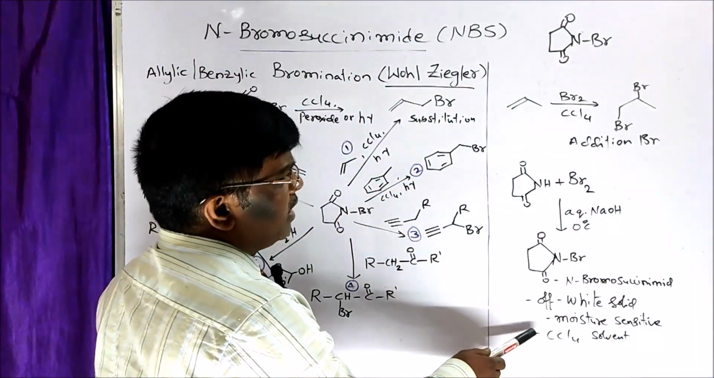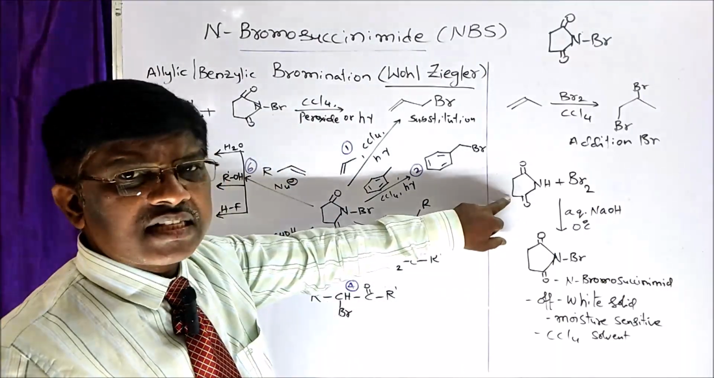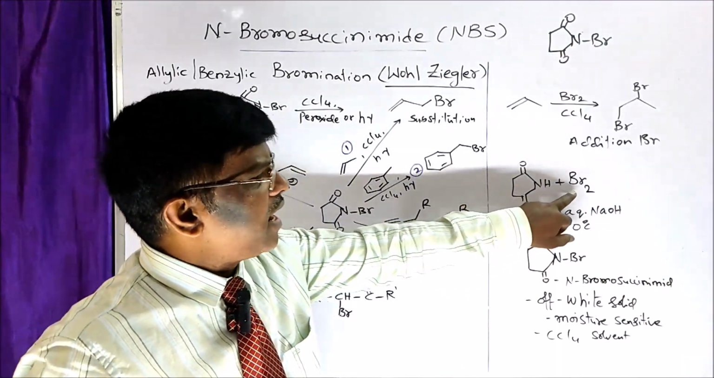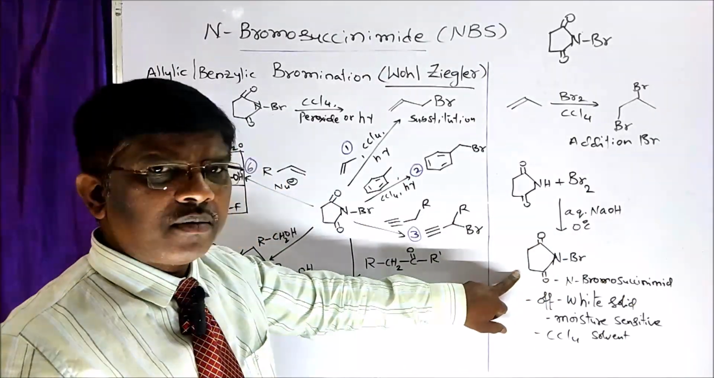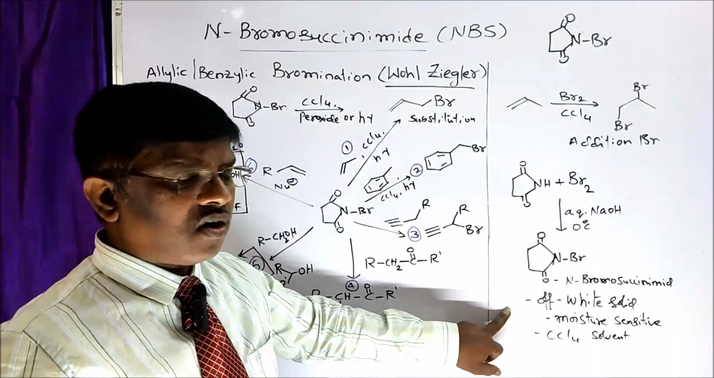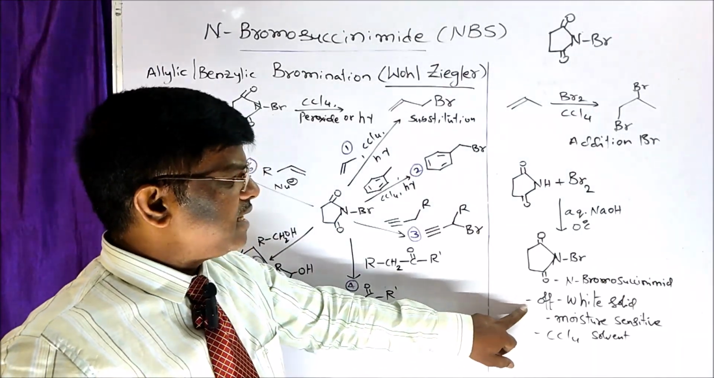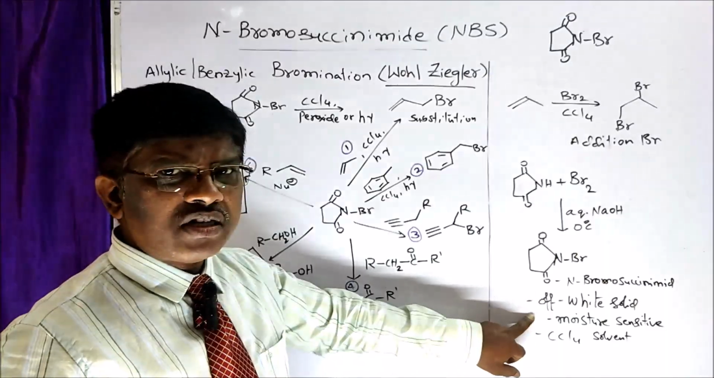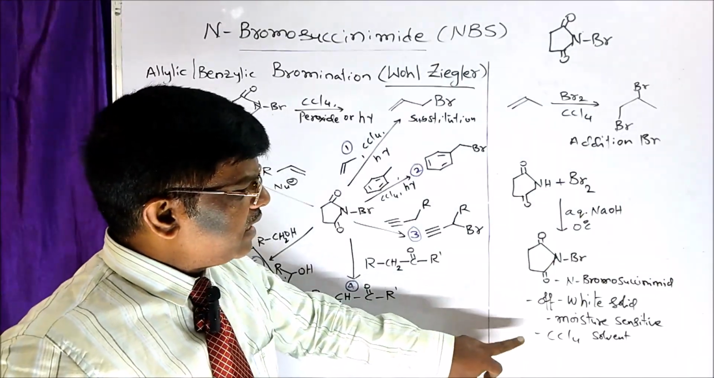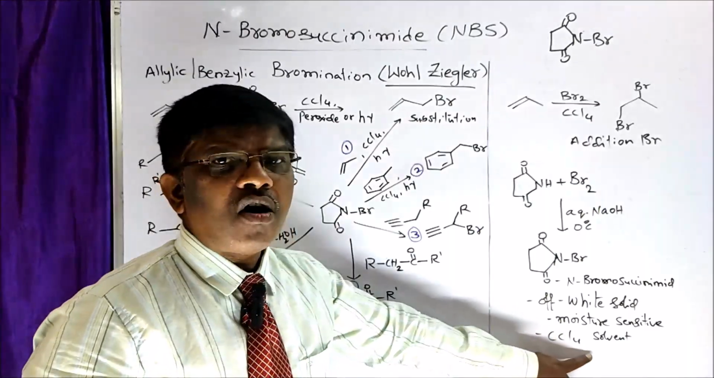N-Bromosuccinimide can be prepared from succinimide. Take succinimide and add bromine in aqueous NaOH at 0 degree centigrade to give N-Bromosuccinimide. This is an off-white solid. You can crystallize this off-white solid from cold water, however it is moisture sensitive, and you can use it in reactions with CCl4 as a common solvent.